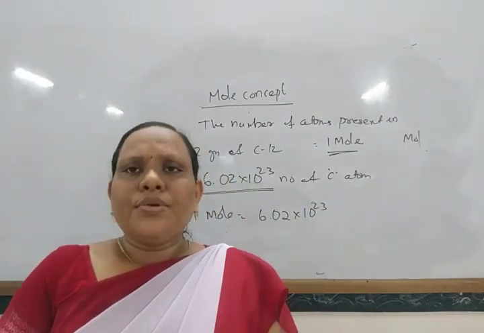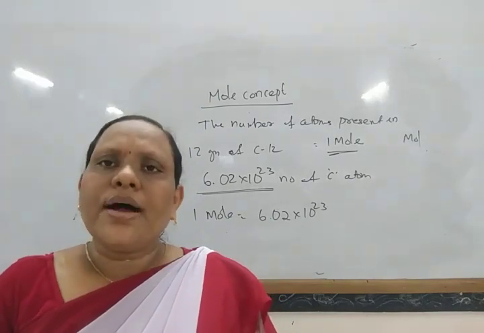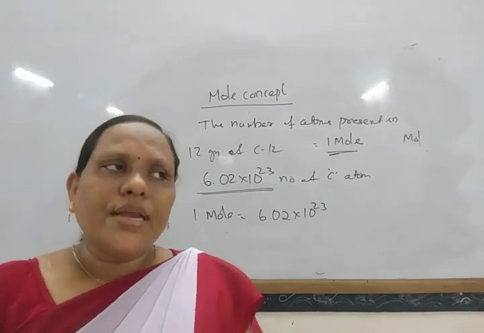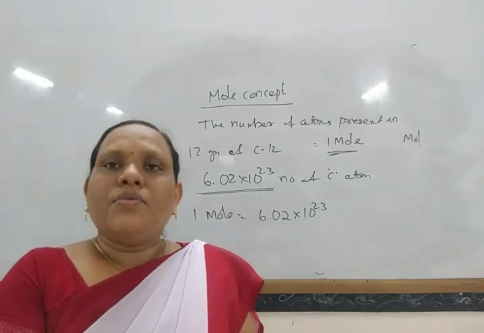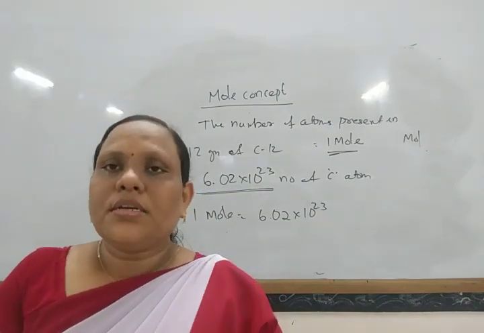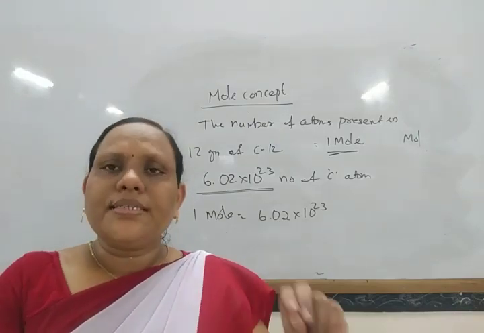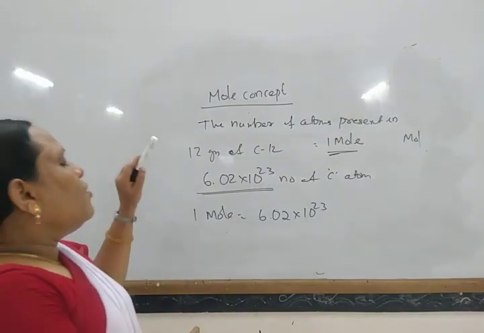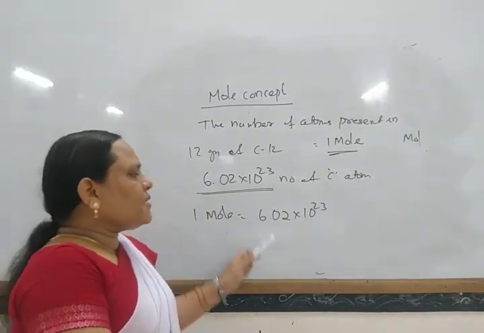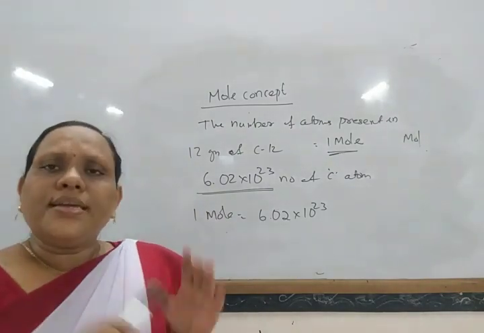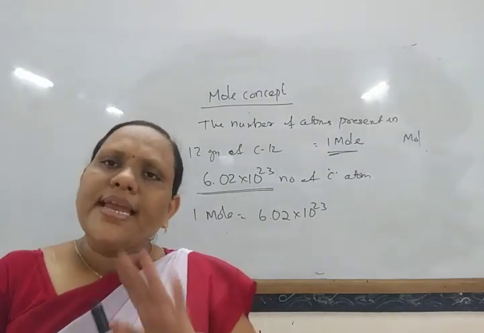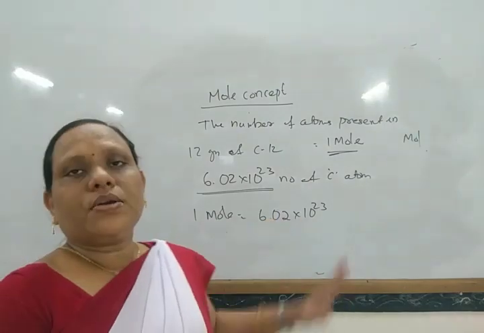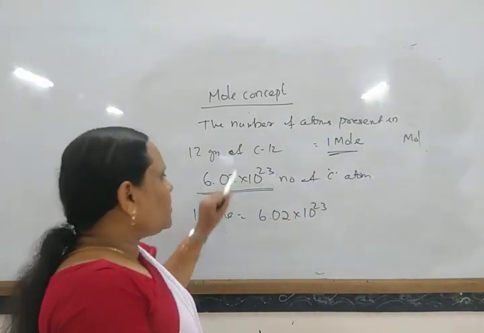One thing, you know, what does dozen mean? In terms of number, that is equal to 12. So when we say 1 dozen of banana, 1 dozen of apple, that number is 12. Similarly, 1 mole means 6.02 × 10^23 particles. Anything whose number is 6.02 × 10^23 is known as 1 mole.